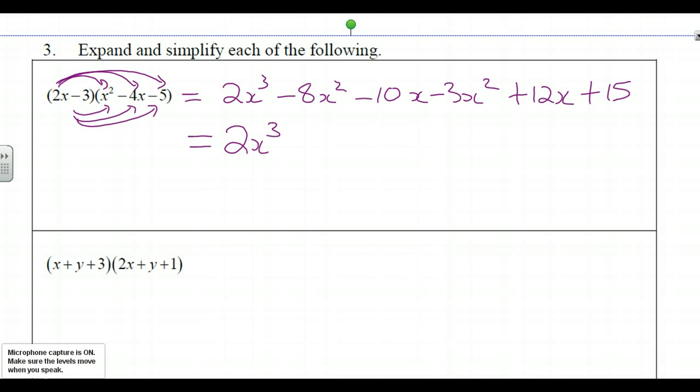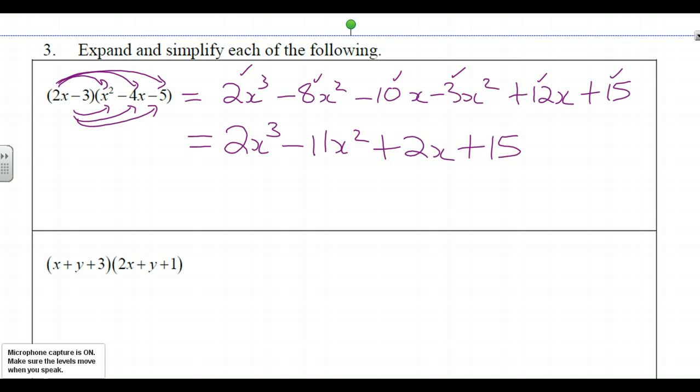So I have a 2x cubed. Okay, and I'm going to check them off as I go along, right? Because there's a lot of terms. So I got minus 8x squared minus 3x squared. I don't see any other x squared terms, so that's minus 11x squared. Got minus 10x plus 12x is plus 2x. And I've taken care of everything but this, and that's plus 15.